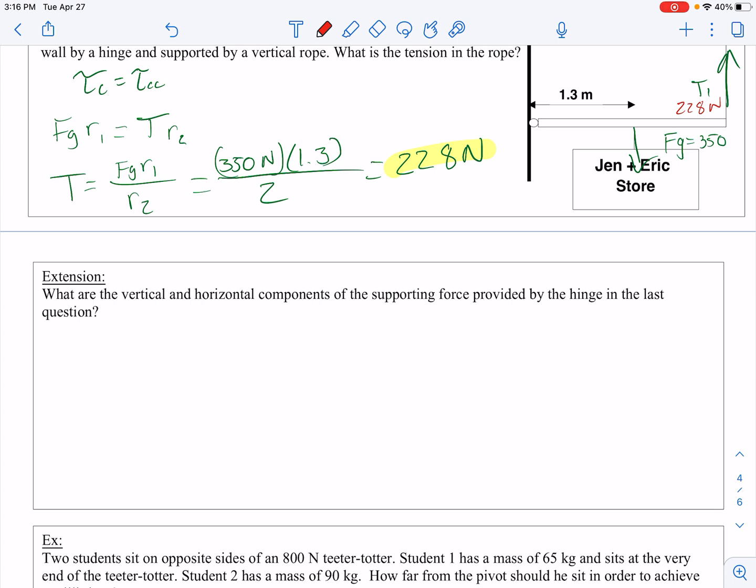It's asking, what are the vertical and horizontal components of the supporting force provided by the hinge in the last question? So let's look at that. The pole that the sign's hanging down from is attached to a hinge.